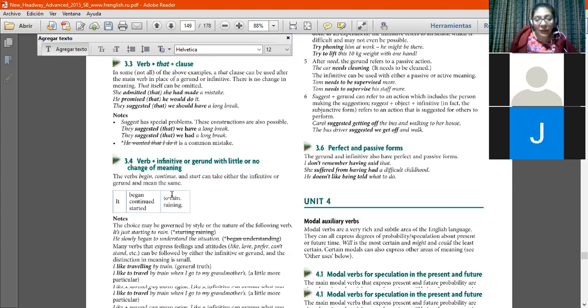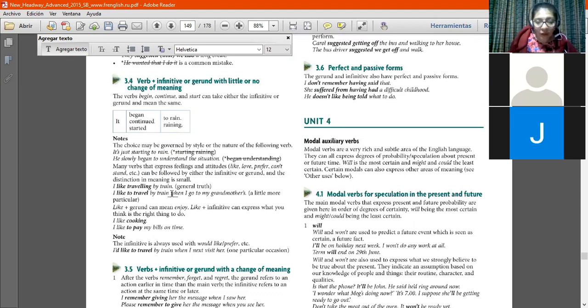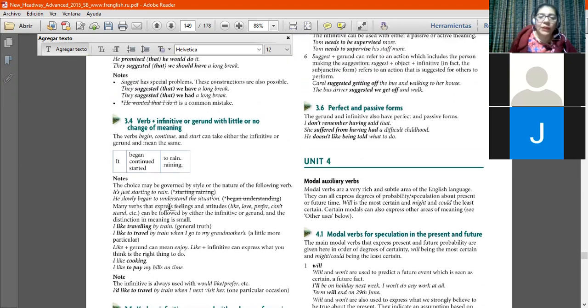I would like to talk about 3.4. All right, just a bit. Okay. So it says 3.4, verb plus infinitive or gerund with little or no change of meaning. O sea, cuando eso se entra a no change in meaning, a la fuerza queremos que haya ese cambio de traducción, digamos, de lo que significa. That's why there's no change sometimes.